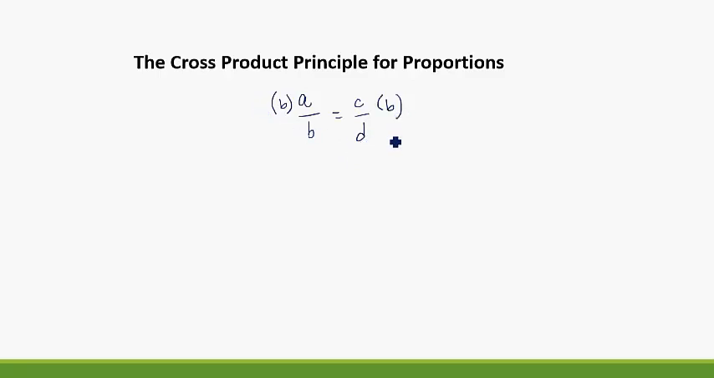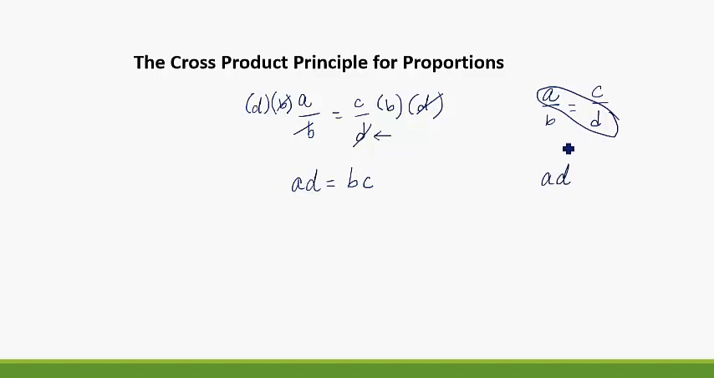To remove the denominator here, I could multiply this side by d, canceling these out. And then if I multiply that right-hand side by d, I have to multiply this left-hand side by d. And so what we end up with is that AD is equal to BC. This is the cross-product principle for proportions. If A over B is equal to C over D, then we also know it's true that A times D is equal to B times C.